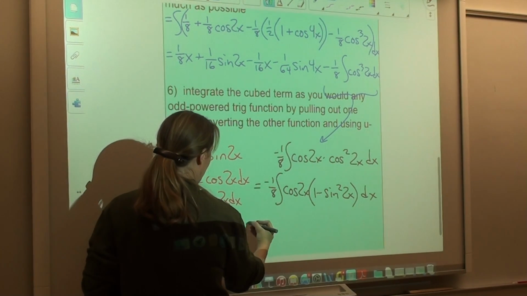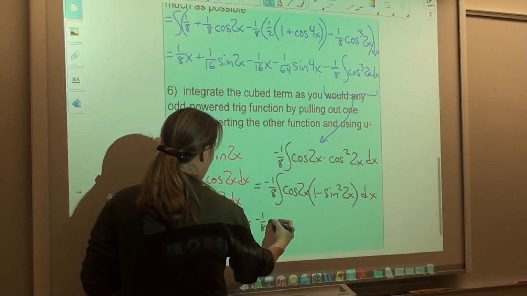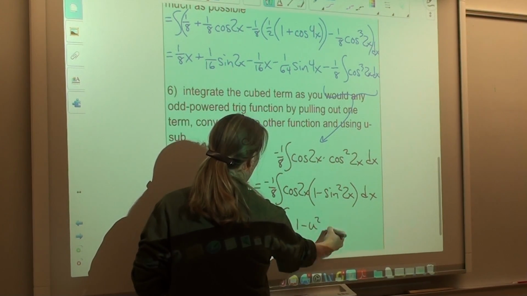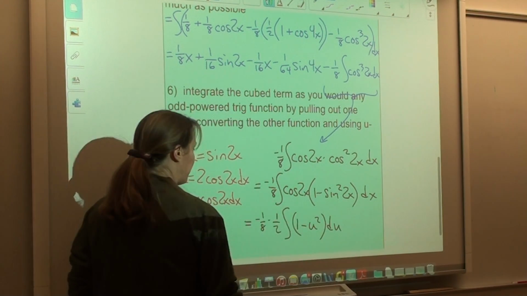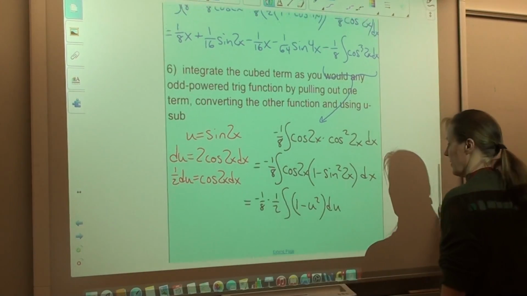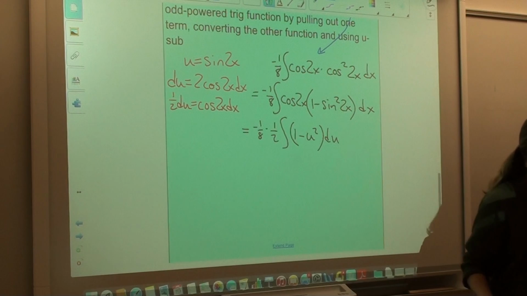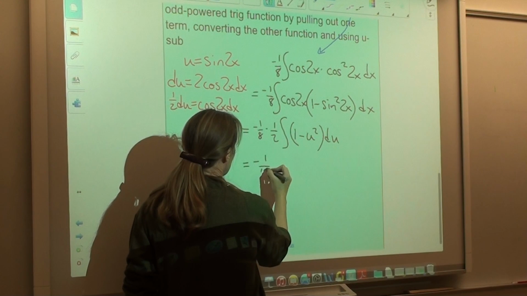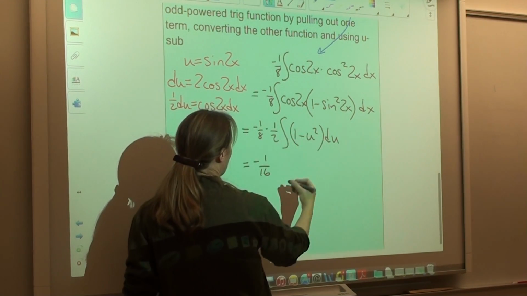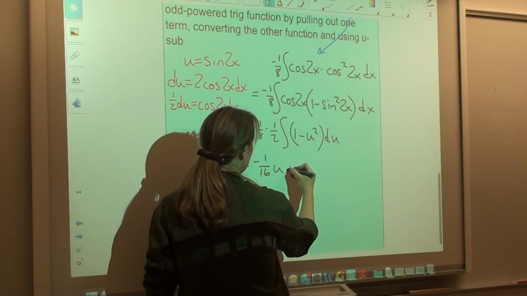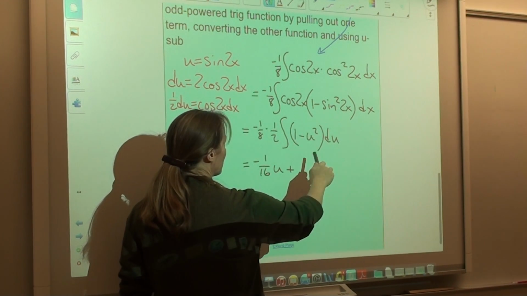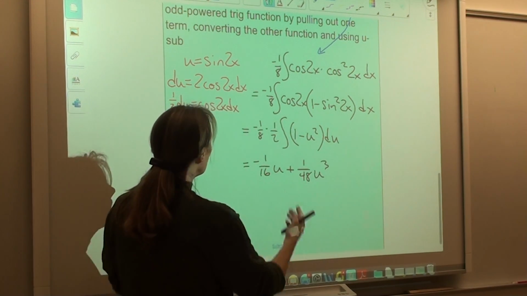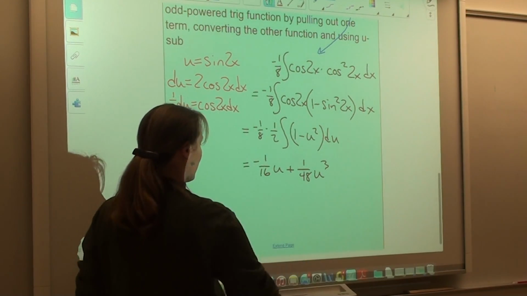All right, so let's see what we've got now. We have negative 1/8 times 1/2 integral 1 minus u squared du. We're almost done. So this becomes negative 1/16, and then antiderivative of 1 is just u, plus, so I have 1/16 times a third, so 1/48 u cubed. And putting it all together, I'll put my plus c at the very, very end.